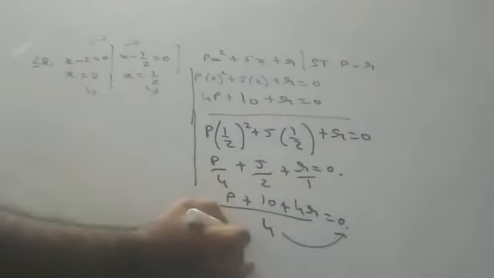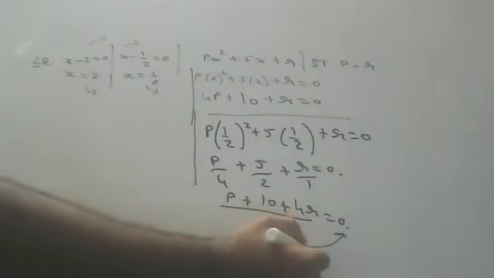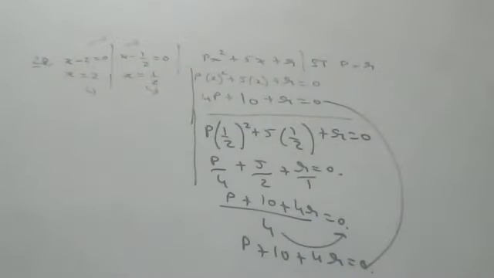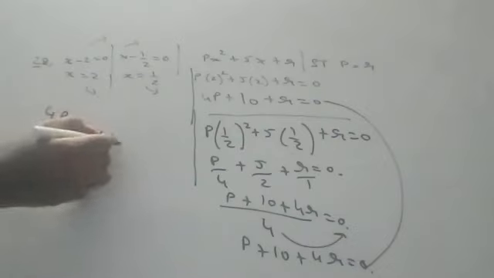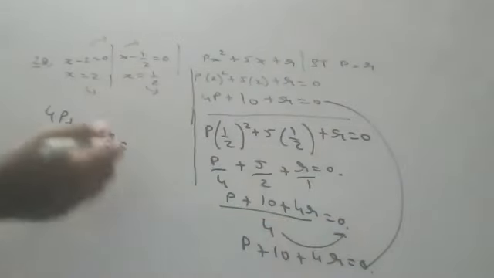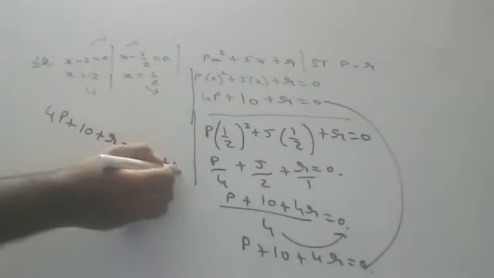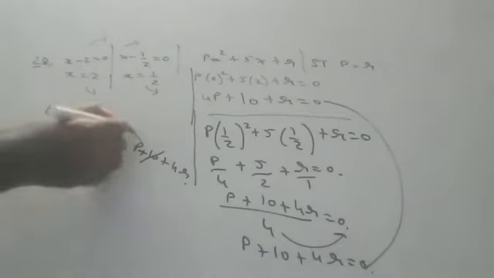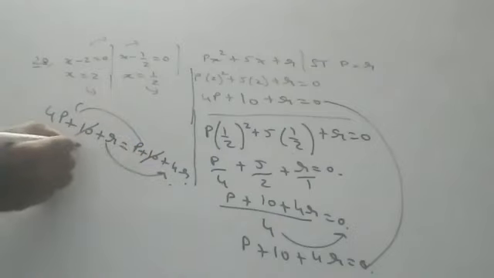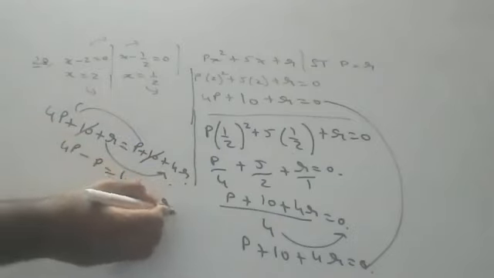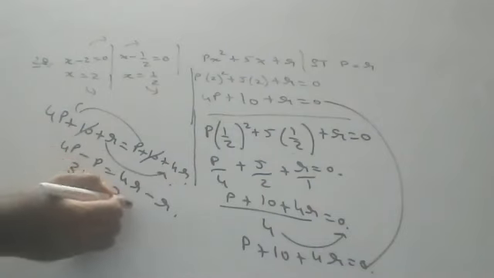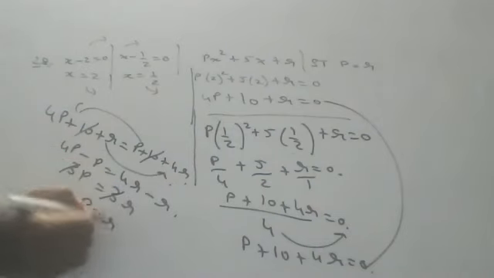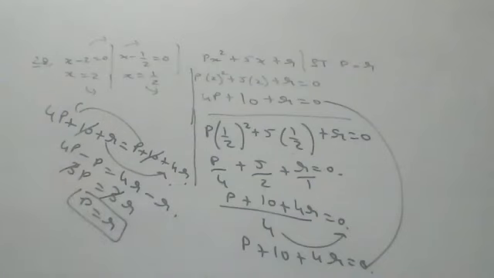So what you will get, children? p plus 10 plus 4r is equal to 0. These two equations, let's compare. If you compare the two equations, you will get the answer. 4p plus 10 plus r is 0, and p plus 10 plus 4r is also 0. 10, 10 cancel. p you bring here, r you take there. 4p minus p is equal to 4r minus r. 3p is equal to 3r. 3, 3 cancel. p is equal to r. Hence proved.